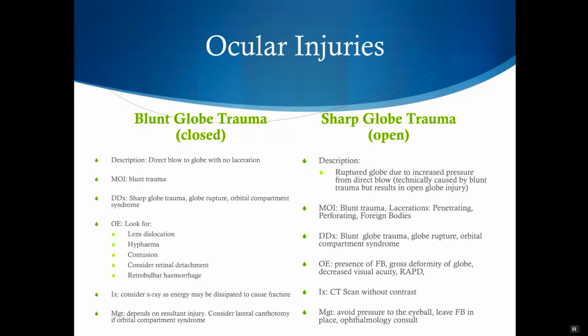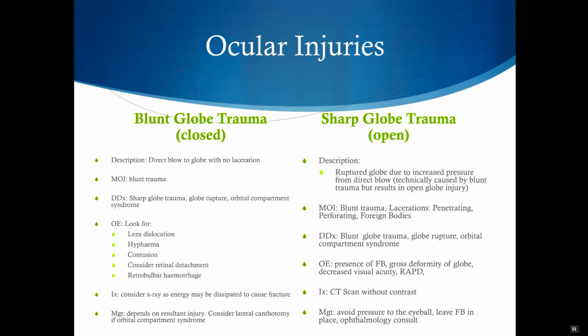You essentially put a Tegaderm over the eye, making sure that the Tegaderm doesn't have any wrinkles in it. Put the gel over to assess for retinal detachment field side if that's available. And then retrobulbar hemorrhage. In terms of investigation, you might want to consider an X-ray or CT scan based on the trauma involved, if there's an associated facial fracture.